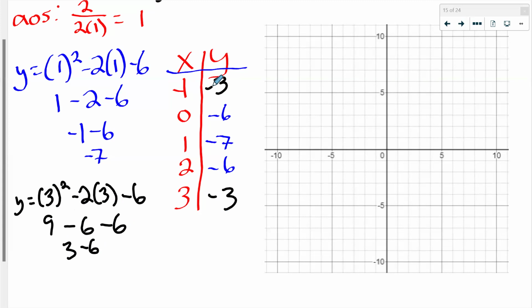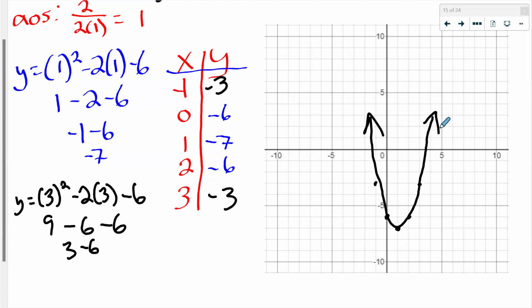We are now able to graph this. So we're going to go over 1, down 7, draw our point. We're going to go over 0, down 6, draw our point. It's symmetrical, so we draw them on each side. We're going to go over 3, down 3, 1, 2, 3, -1, 1, 2, 3. Now we draw our parabola. Make sure you do a better job than I did of hitting your points.